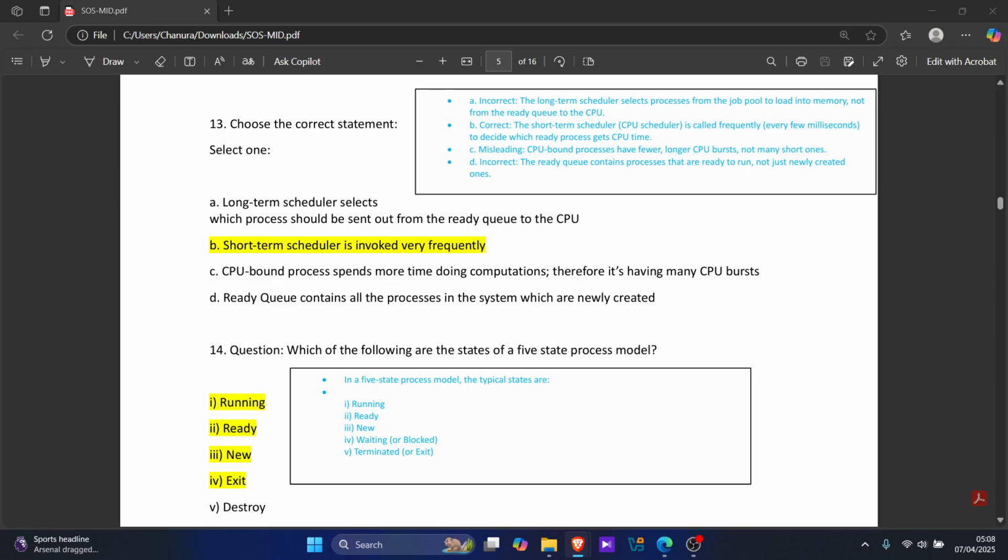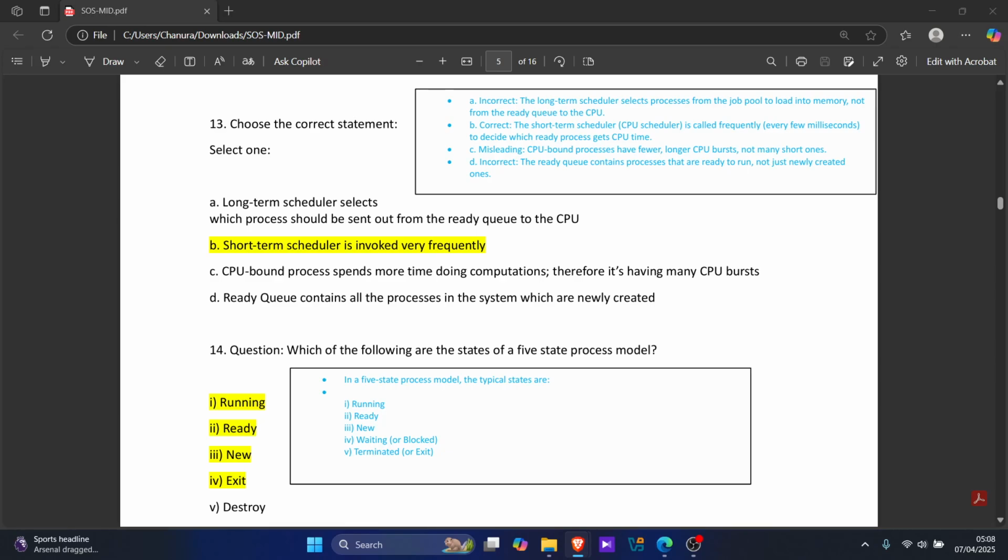Option D, ready queue contains all the processes in the system which are newly created. Newly created processes are typically in the new state. The ready queue contains processes that are ready to run and waiting for the CPU, but they might not be all the processes. Also, some processes could be in the waiting state or the new state. So D is incorrect because the ready queue doesn't include all new processes, just those ready to execute.